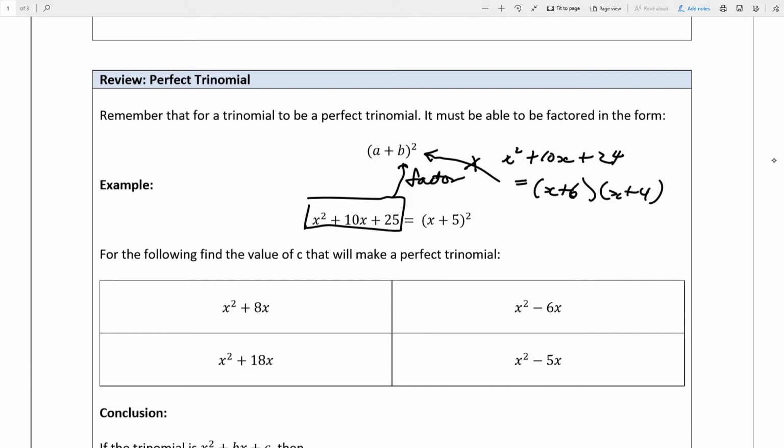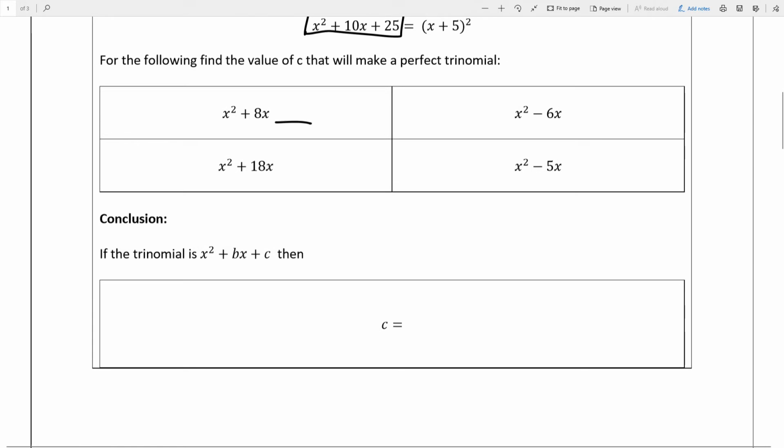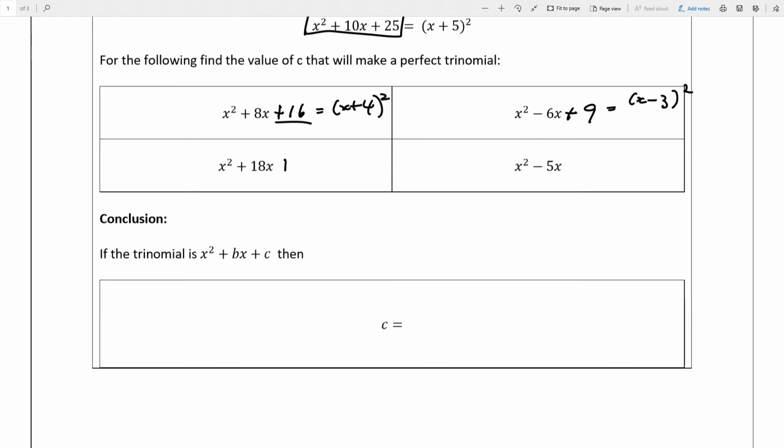So let's practice finding c values to make certain trinomials perfect trinomials. In this exercise, we have x squared plus 8x. One c value that would work would be 16, because we know this factors as x plus 4 squared. If you want to do this on your own, you can practice by pausing the video, completing it, and then checking your answers with me after. For this one, 9 would work: x minus 3 squared. And for this one, 81 would work.